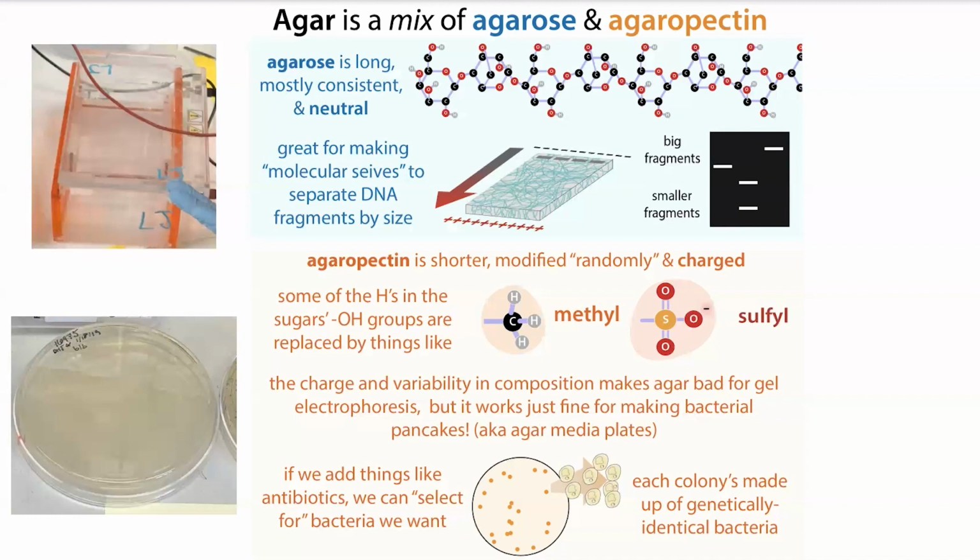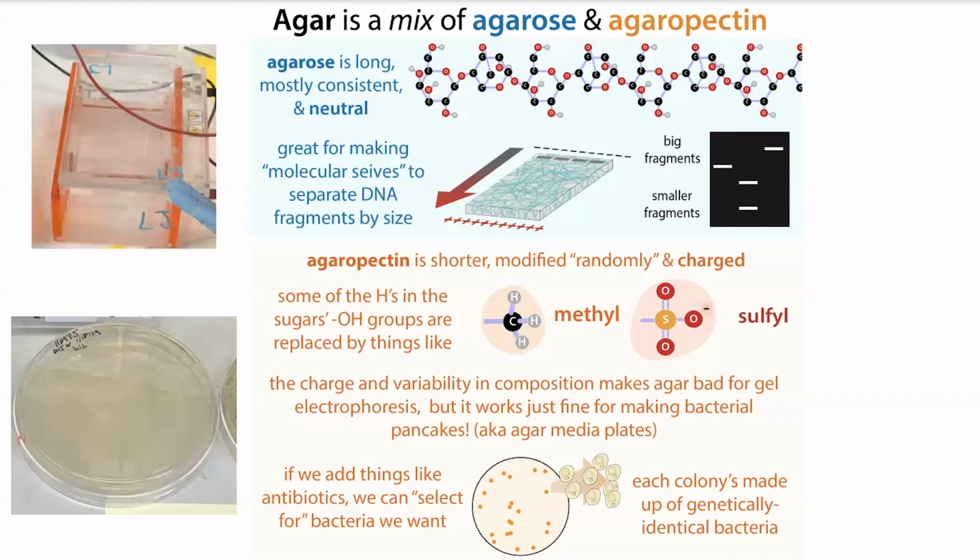And so these sugars are typically shorter in length, and they've got a lot of modifications, including things like methyl groups and sulfur groups, which can be charged. And this charge is going to make them really bad if you want to separate molecules based on just their size without having to worry about those molecules interacting with the thing you're using to separate them. But if you don't care about that sort of thing, then you can still make a really great gel out of them.